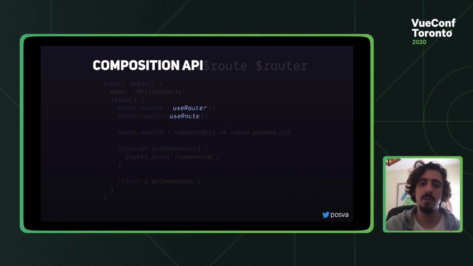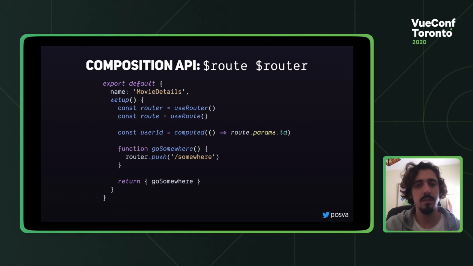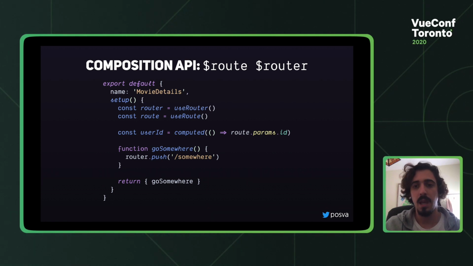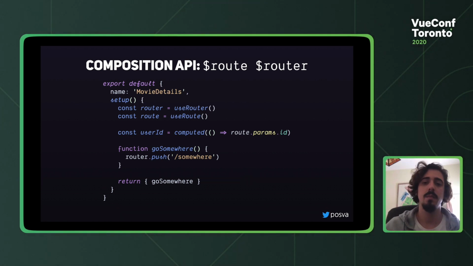Now, useRouter and useRoute are pretty much the equivalent of $route and $router, but because we don't have access to these inside setup, we need to use different functions to retrieve these properties. And they are reactive, they work out of the box, like you would use $route. There is no .value you have to write, so you directly go route.params.